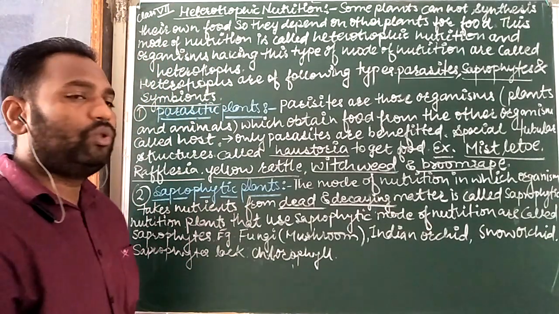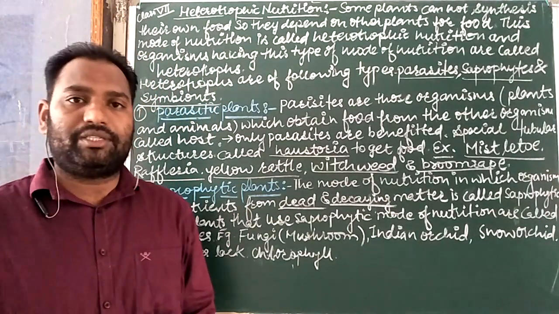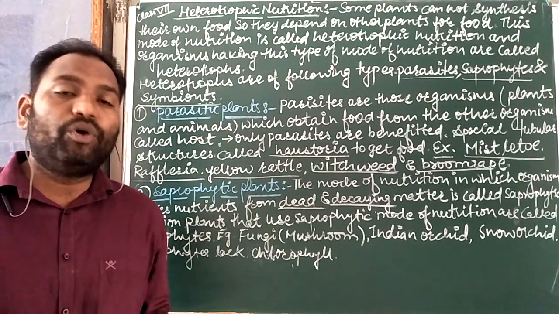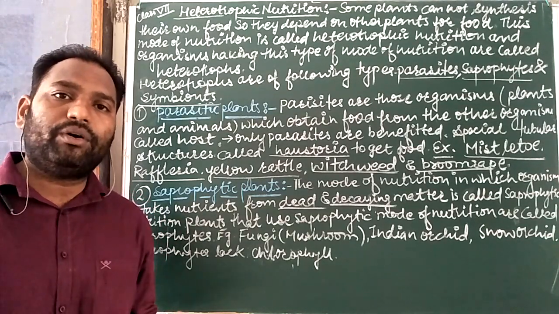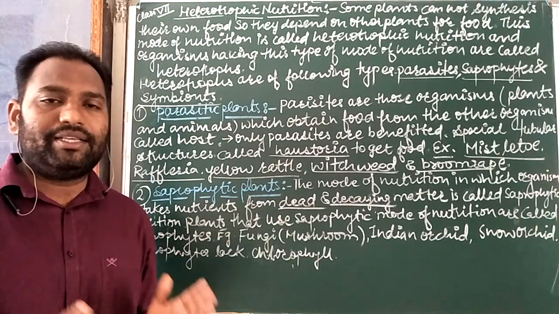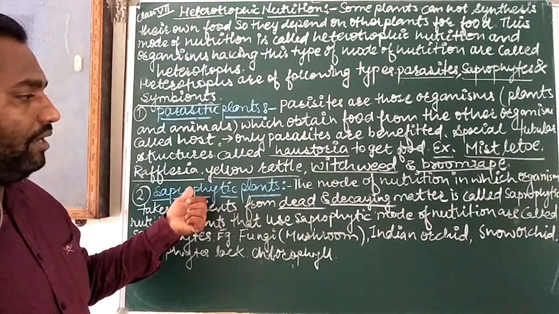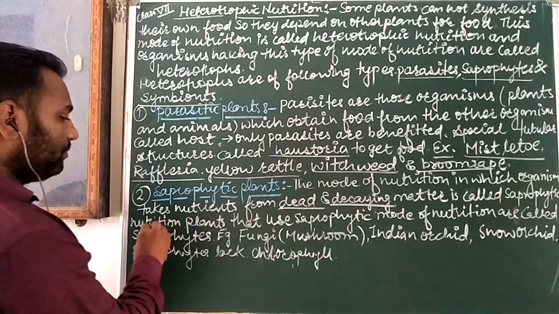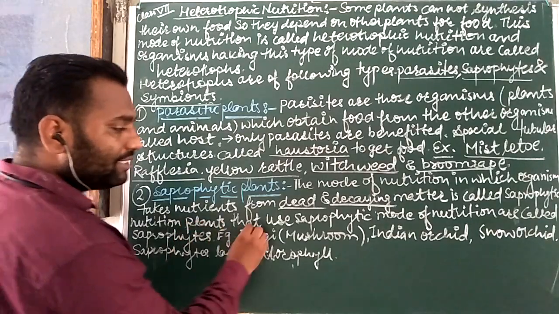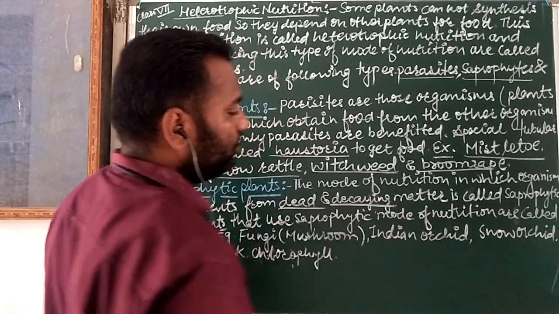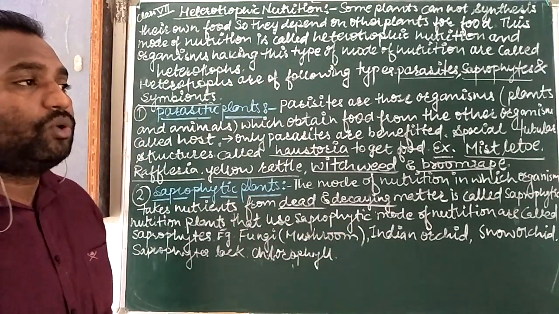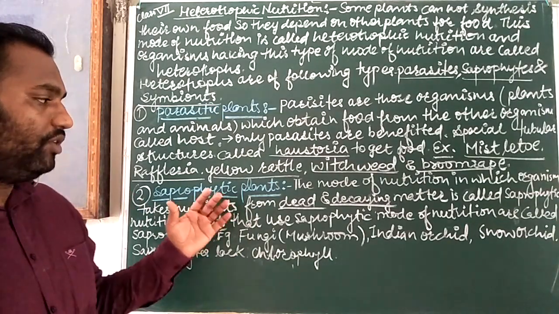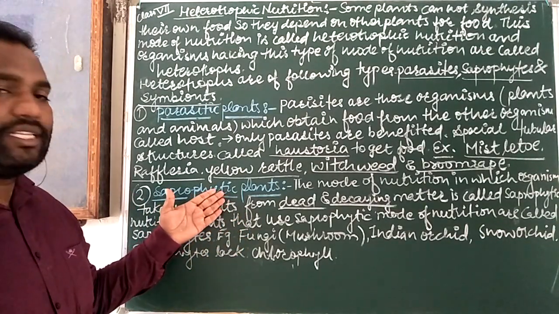Those plants or animals that cannot prepare their own food and depend only on dead and decaying matter are known as saprophytic plants. This is saprophytic nutrition, and plants that use the saprophytic mode of nutrition are called saprophytes.